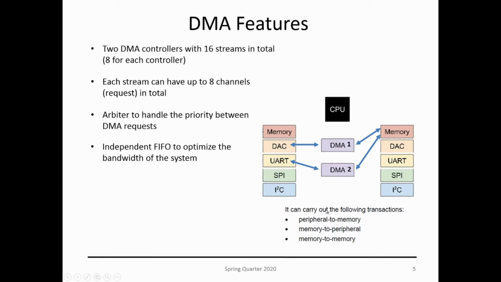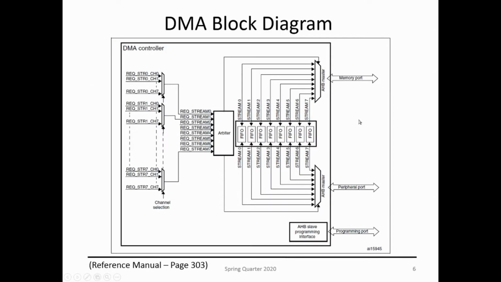As already said, the types of transactions you have with the DMA are peripheral to memory, memory to peripheral, and memory to memory. This is the DMA block diagram. Remember, you have 8 channels and 8 streams. This is one DMA controller, and here is the part that controls the priority of your streams. You can enable or disable your buffer here, and then you send information to memory or get information from memory, and send it to the peripheral or receive it from the peripheral.